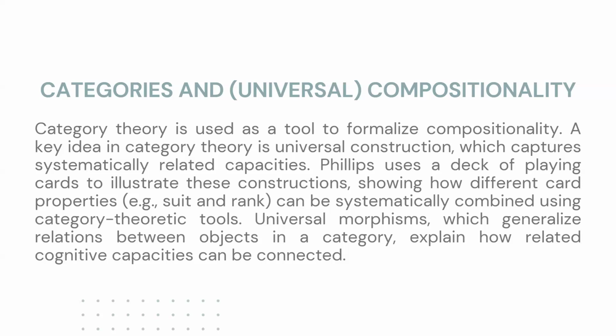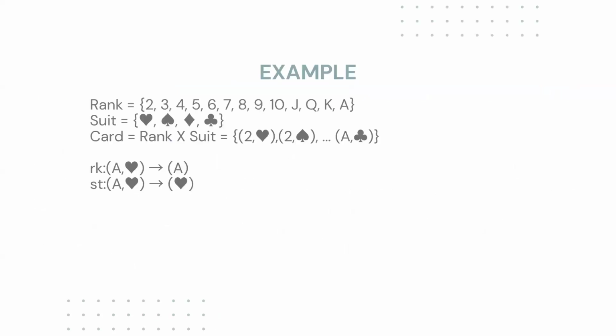And then we look into universal morphism, which generalizes relations between objects in a category. And also, I'll go a little bit more into the details, which can provide an explanation on how these cognitive capacities are connected.